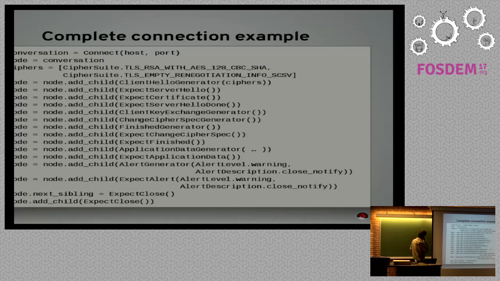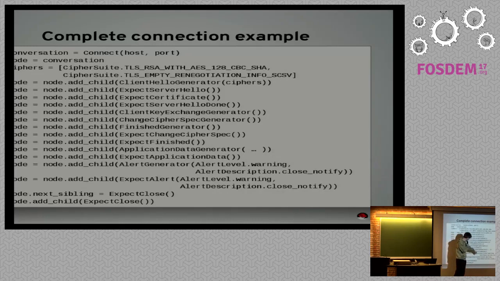Okay, so if we want to make a complete connection, this will look something like that. So we again have the client hello generator. Then we expect the server hello. Then some more messages which are typical for the communication. And at this point, we send to the server some kind of data. Here it could be like an HTTP GET or something like that.